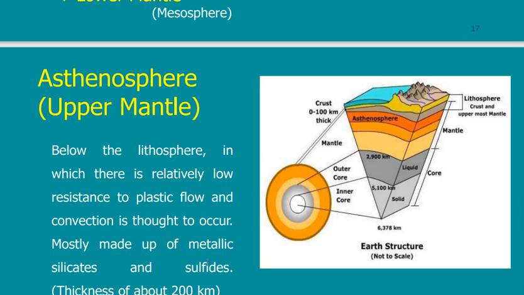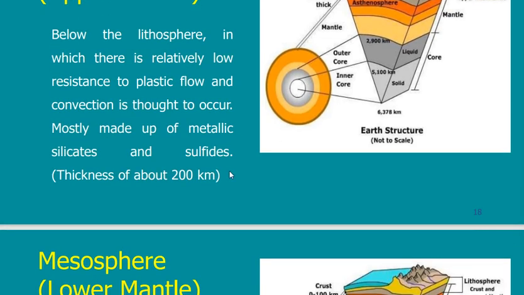The deeper we go, the more we have minerals of high density. We said at the top it is light silicates. When we go down, it is metallic silicates and sulfides. It means that we are now going to a deeper layer with higher density. The thickness of it is about 200 kilometers.